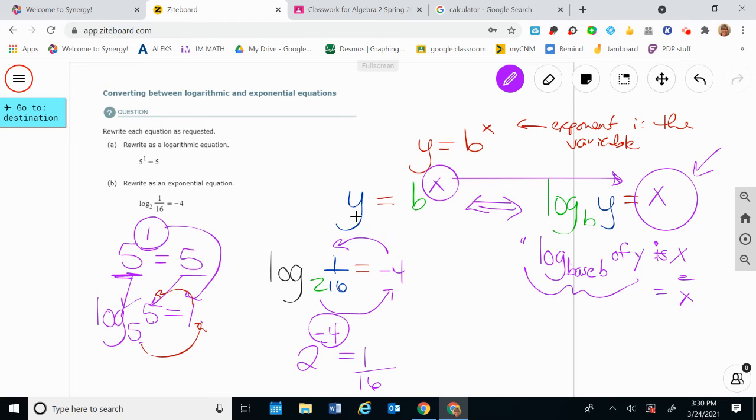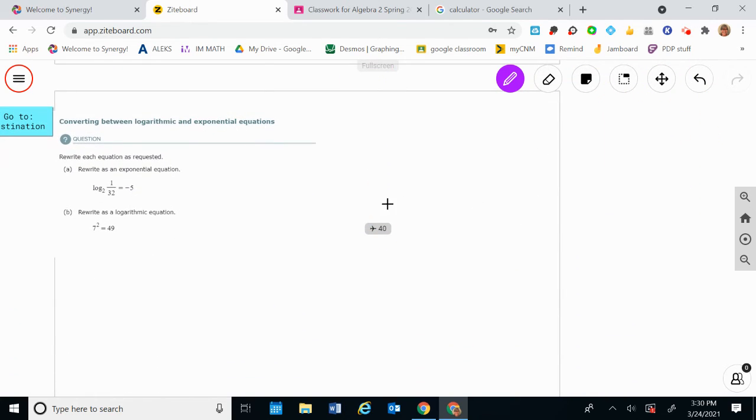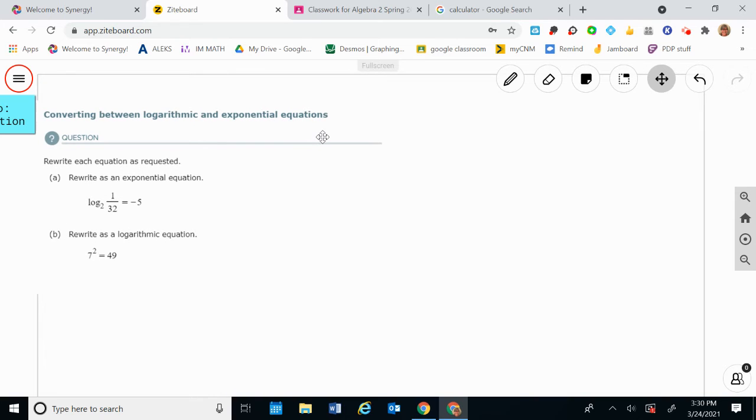Keep this handy. This will save your life. This conversion will save you on most problems. Even when it seems really difficult, sometimes if you just come back to that, you'll be fine. So here's some for you to try. Okay, see if you want to pause it and try it yourself.